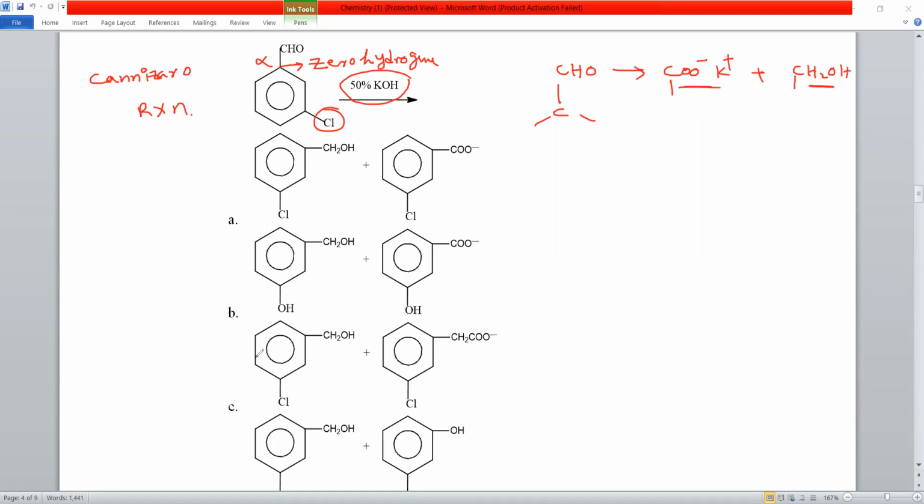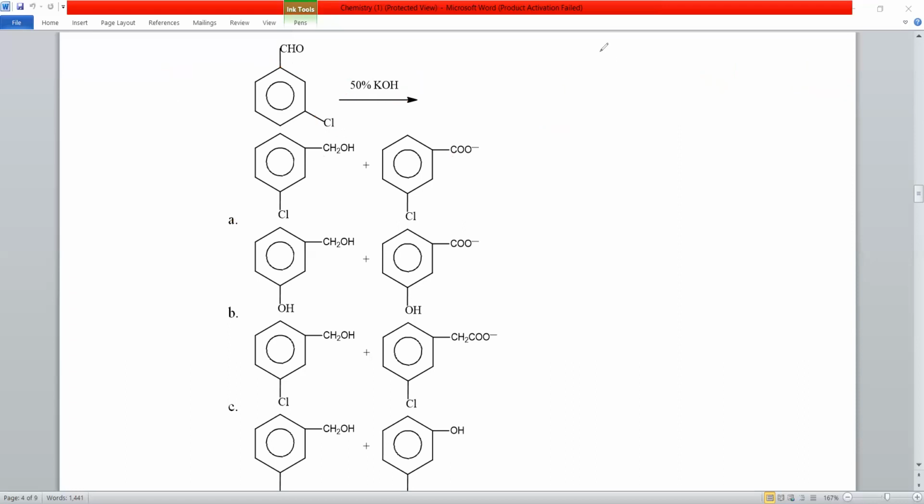The remaining chlorine portion will not be affected. Check where it is. In one place we should have the alcohol, and in another place the salt has to be present. So check option A: CH2OH we got and COOH. On 3 positions we have chlorines, so not affected. So option A is the correct answer.